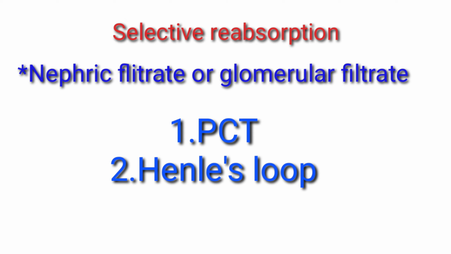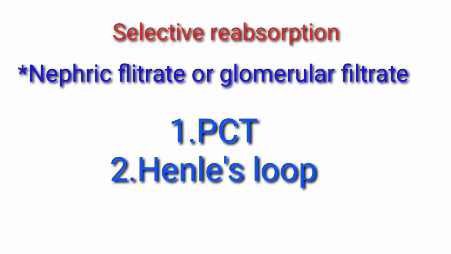As I told you, in your glomerular filtrate you have many substances which are essential for your body. So the reabsorption of these substances is very essential. So the process of reabsorption of these essential substances back to the blood capillaries or back to the blood is referred to as your selective reabsorption.